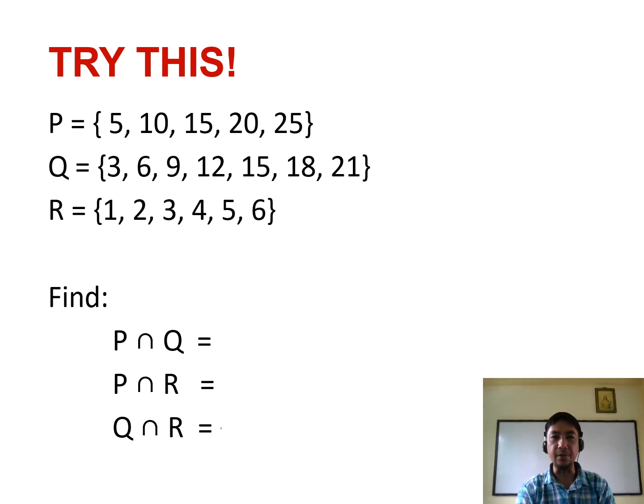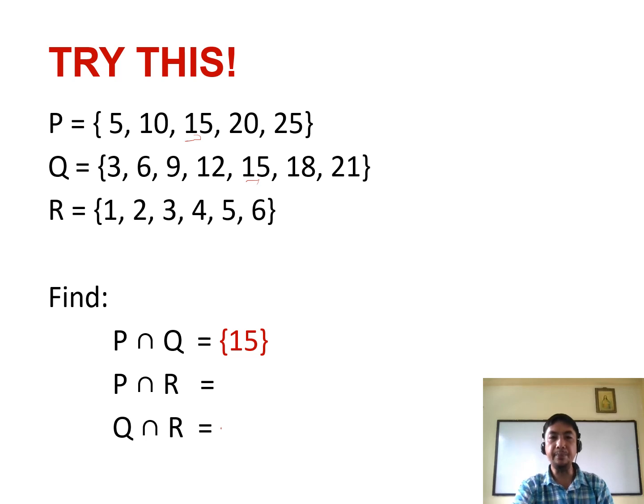Alright. So this is now the answer. So if you want to find the intersection of P and Q, here's the answer. So you are given 15. The only element common to set P and Q is 15. So ito po siya. And no other elements common to both P and Q.